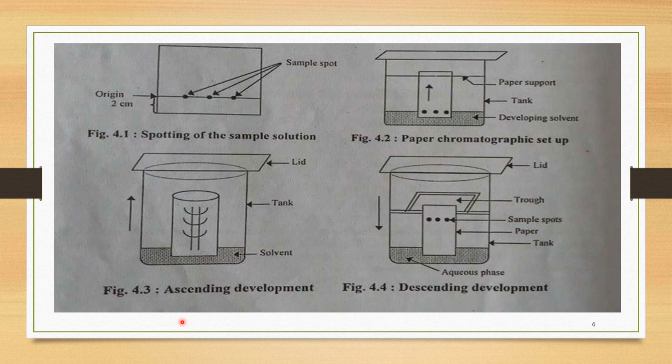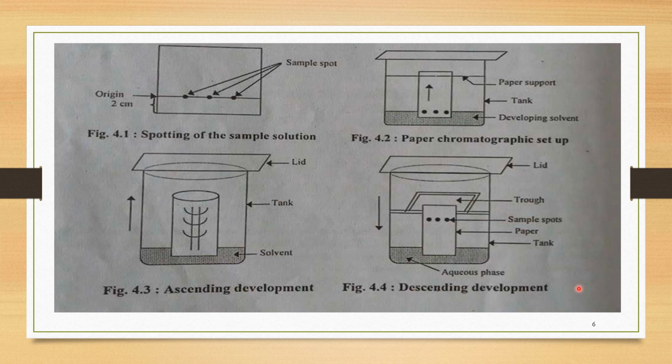The third important figure is ascending development. After the setup of paper chromatography, we have to carry out this third step, in which ascending development takes place. So we have to insert this paper in a particular solvent, then the rising of the solvent takes place. That's why it is an ascending development.